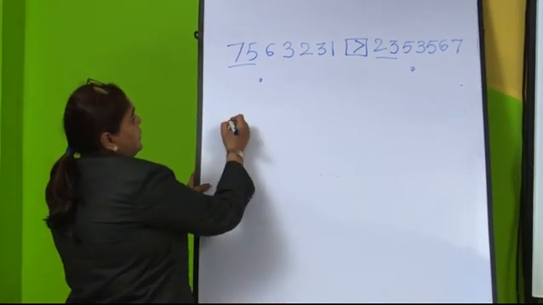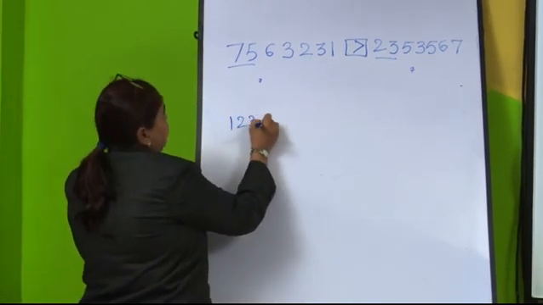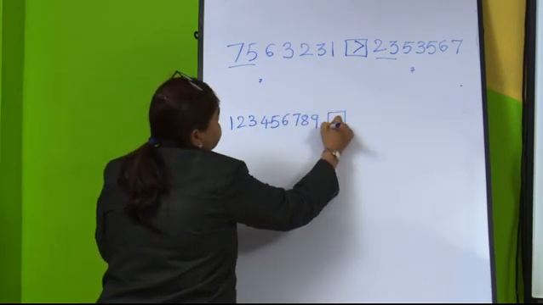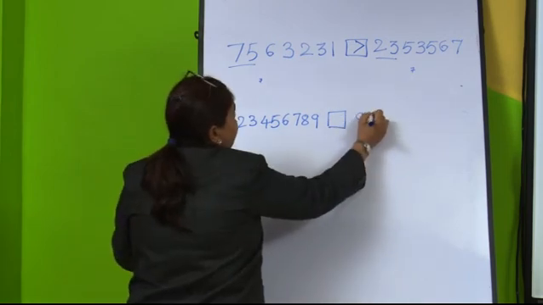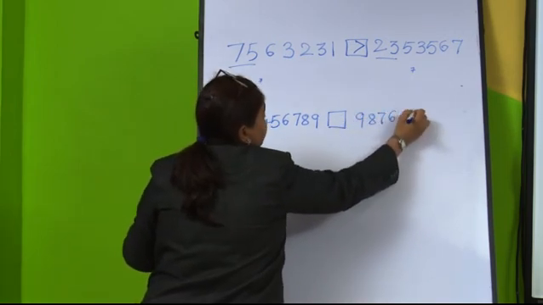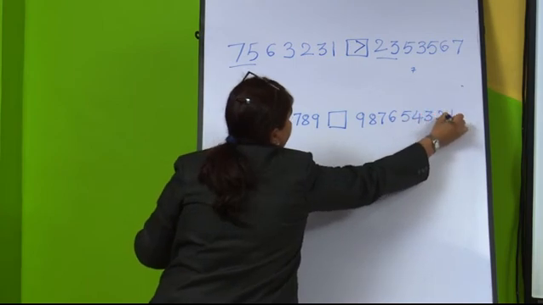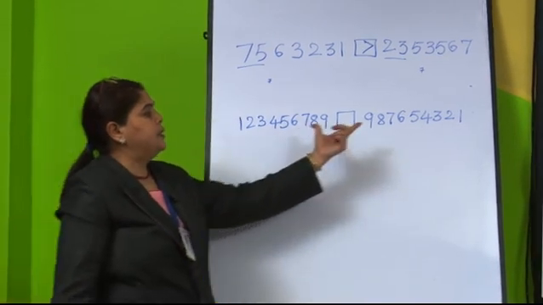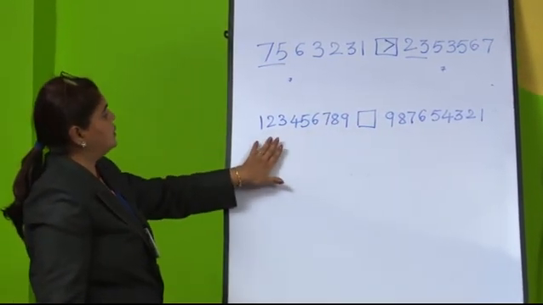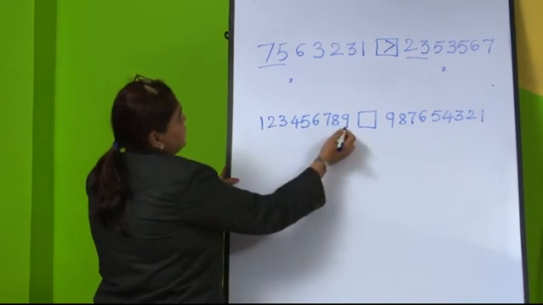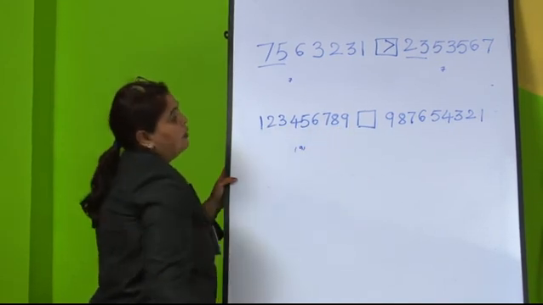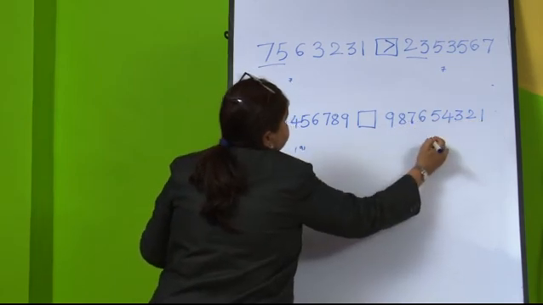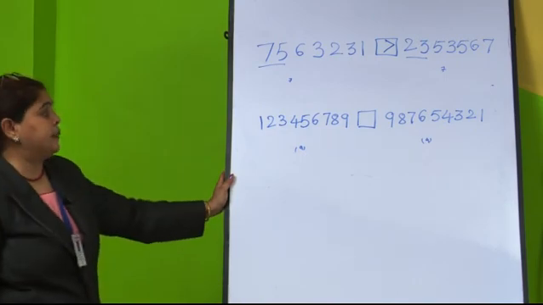Now another example. 1, 2, 3, 4, 5, 6, 7, 8 and 9. Here it is 9, 8, 7, 6, 5, 4, 3, 2 and 1. Now first what do you have to do? First count the number of digits. Here also you have to count the number of digits. What are the digits here? Here it is very serial, it is a 9 digit number. And what are the digits here? We have to count 3, 4, 5, 6, 7, 8 and 9. Both are 9 digit numbers.